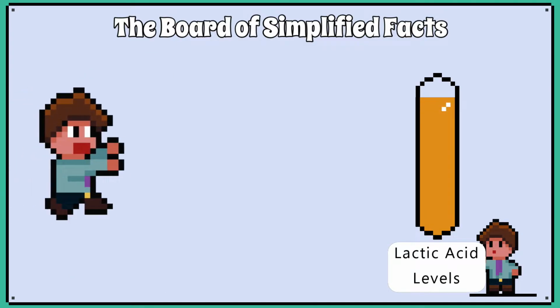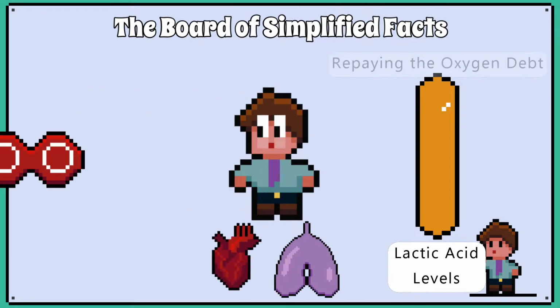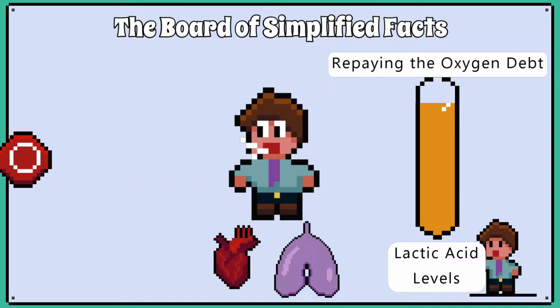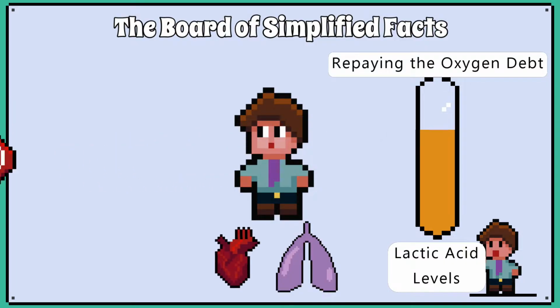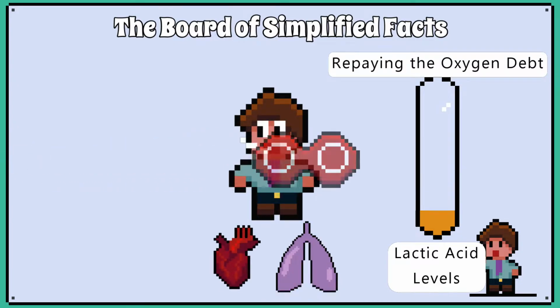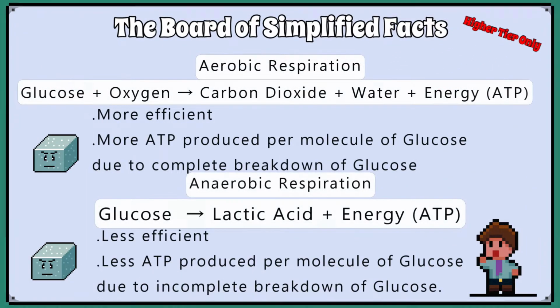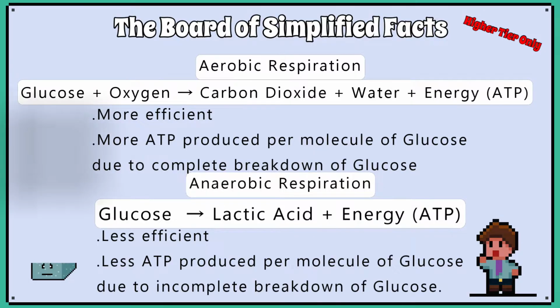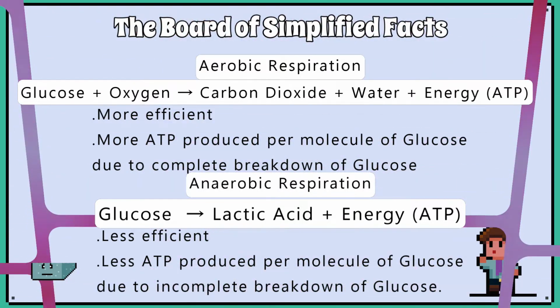You will have noticed that after a sprint, you are still breathing heavily and your heart rate is high, as the body still needs to get lots of oxygen into the blood and deliver it quickly to the cells. That extra oxygen is needed to break down the lactic acid. For higher tier, you also need to know that anaerobic respiration is less efficient than aerobic respiration because of the incomplete breakdown of glucose. Less ATP is produced per molecule of glucose in anaerobic respiration than in aerobic respiration.